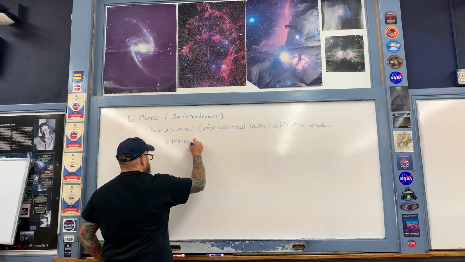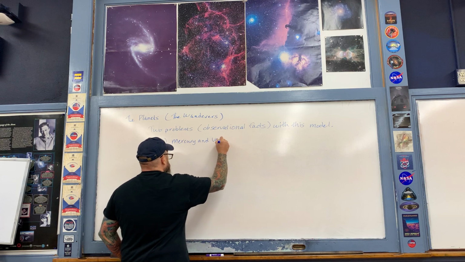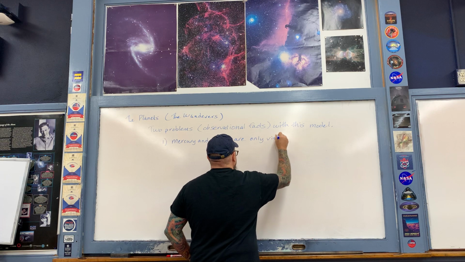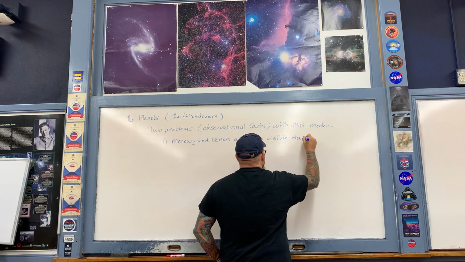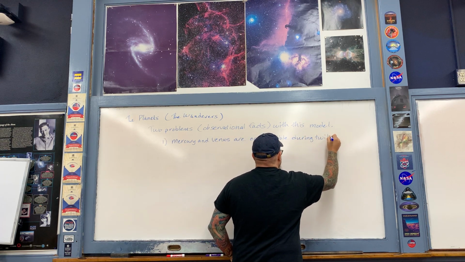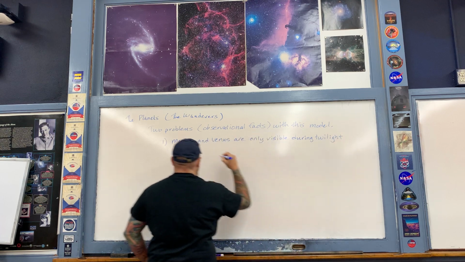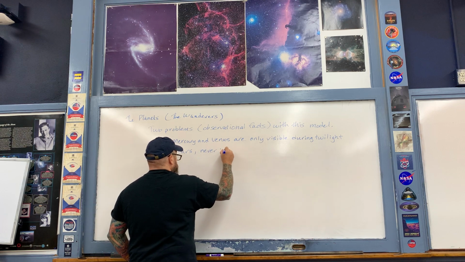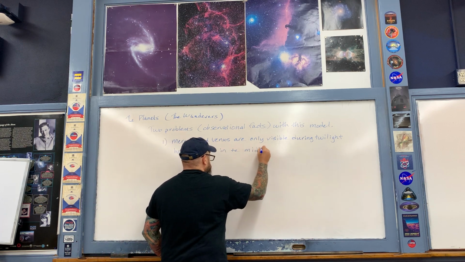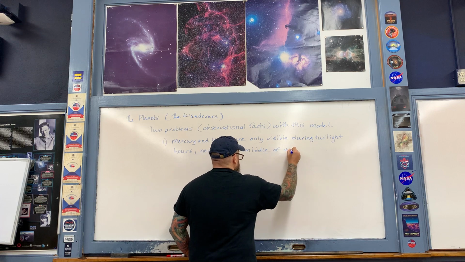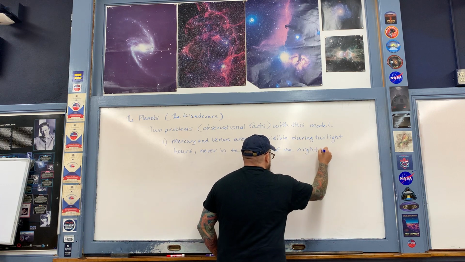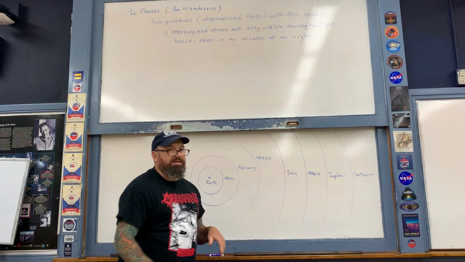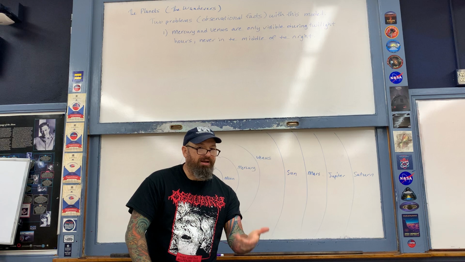So Mercury and Venus are only visible during twilight hours, near sunrise and sunset, never in the middle of the night. So notice how the Aristotelian universe cannot explain that fact.